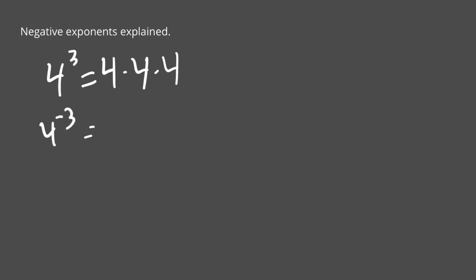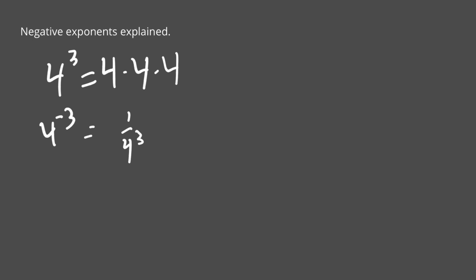Well, this can be rewritten a couple of ways. Simply put, whenever you have a negative exponent, you will want to take the reciprocal of whatever that number is, and then you change the exponent from a negative to a positive. So let's do that. The reciprocal of 4 is 1 over 4. And then the exponent goes from negative to positive. So that becomes a positive 3.